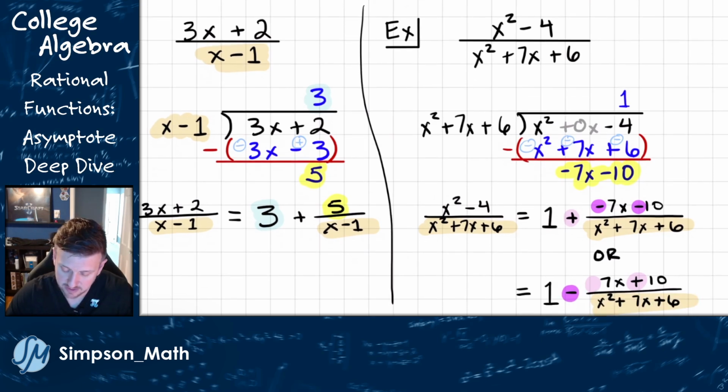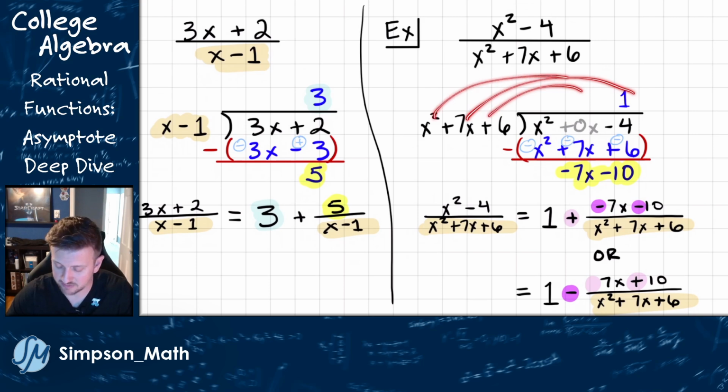So here we get this denominator on the outside. Be careful. We're missing the linear term, so make sure we have our plus 0x. Go through the same process. X squared times what is x squared? Well, that's just 1. We still need that 1. That 1 is going to be our quotient.